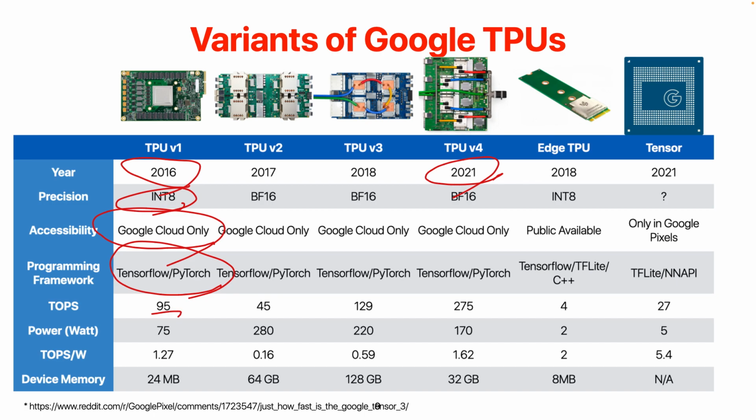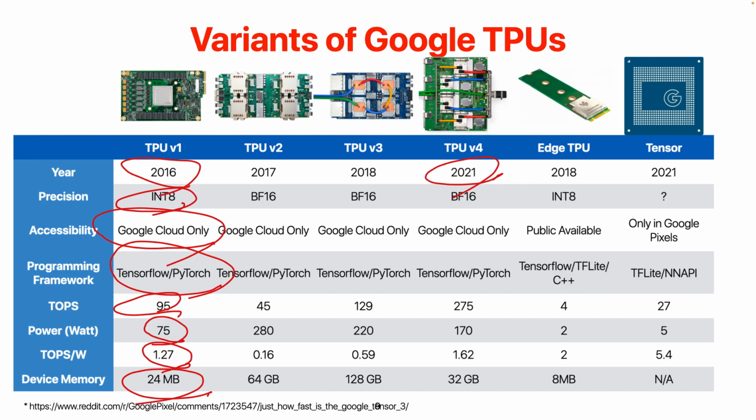So sometimes you might need to adjust your code differently in Google Cloud because of that. And the tera ops per second they can achieve is actually 95. The power is 75 watts. Another thing which I think Google is trying to advertise is that although we do not have the best performance, we have the best energy efficiency, especially compared against the GPU. So you see, for the first version of the TPU, if you pay 1 watt of power, you get 1.27 tera ops. And the device memory is 24 megabytes.